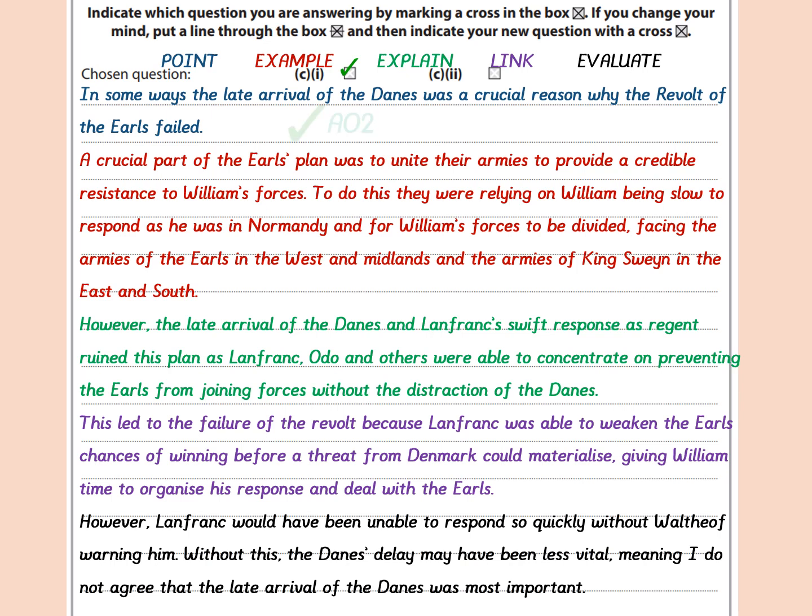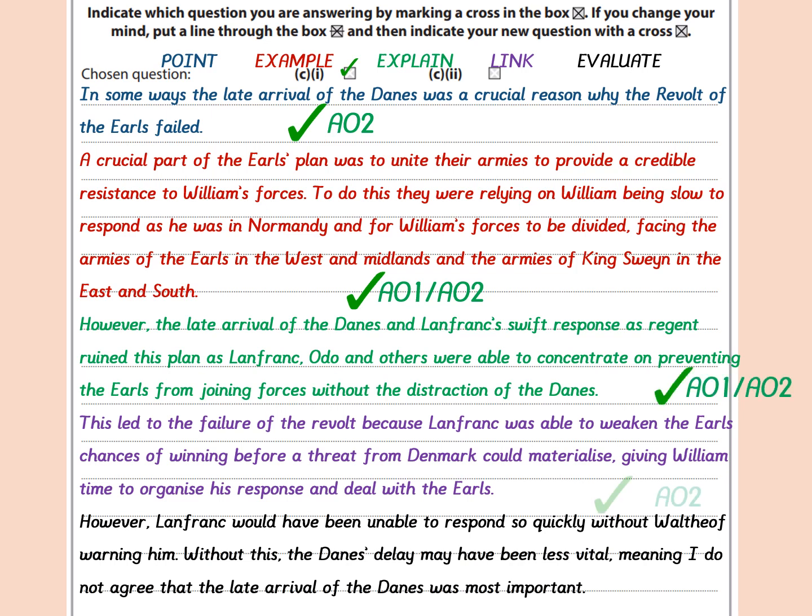So where are the marks coming from? There's a bit of AO2 explanation here where I actually look at the potential issue that the revolt of the Earls did fail because of the late arrival of the Danes, saying it was important in some ways. There's a mixture of AO1 and AO2 in the next bit, as I'm using both some of my own knowledge, the stimulus points, and explaining how it led to the result that the Earls failed.